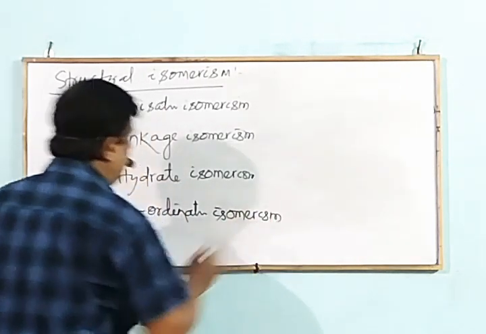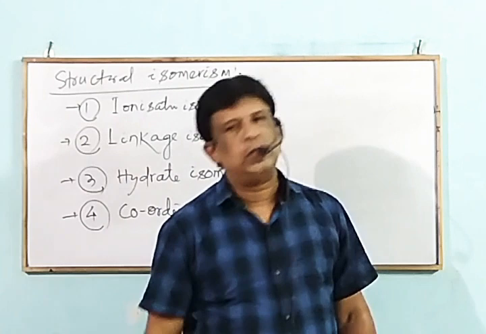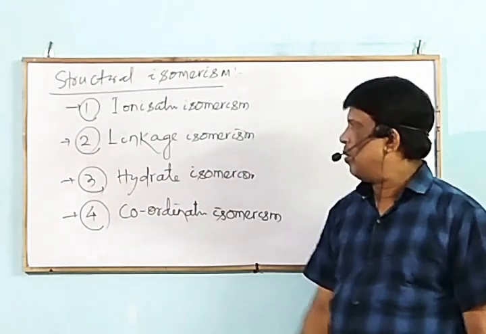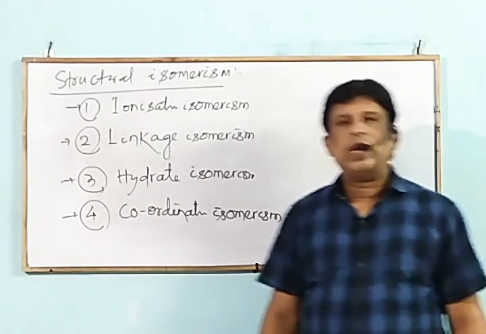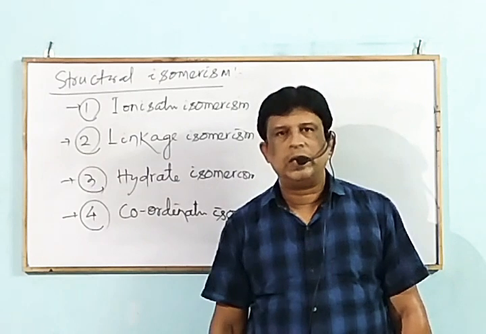Each bit carries 2 marks. The definition along with one example is a 2 mark question. Let us discuss one by one. First one is ionization isomerism. What do you mean by ionization isomerism?